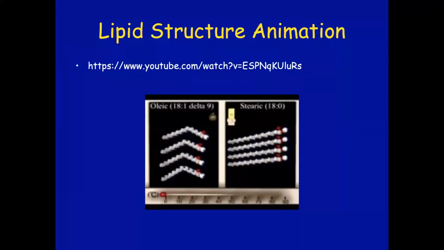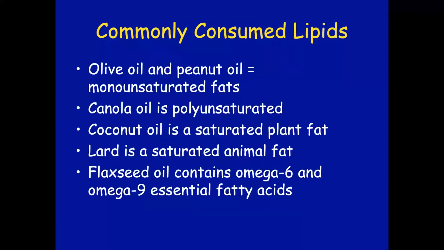Great little animation on lipid structure. And this gives you a list of commonly consumed lipids. You'll notice that coconut oil is considered a saturated plant fat because it is solid at room temperature, although if it gets warm enough, it does turn into liquid. Flaxseed oil is a super important oil because it's going to contain both omega-6s and omega-9s, essential fatty acids. Notice how they're essential. That means you need them in the diet.